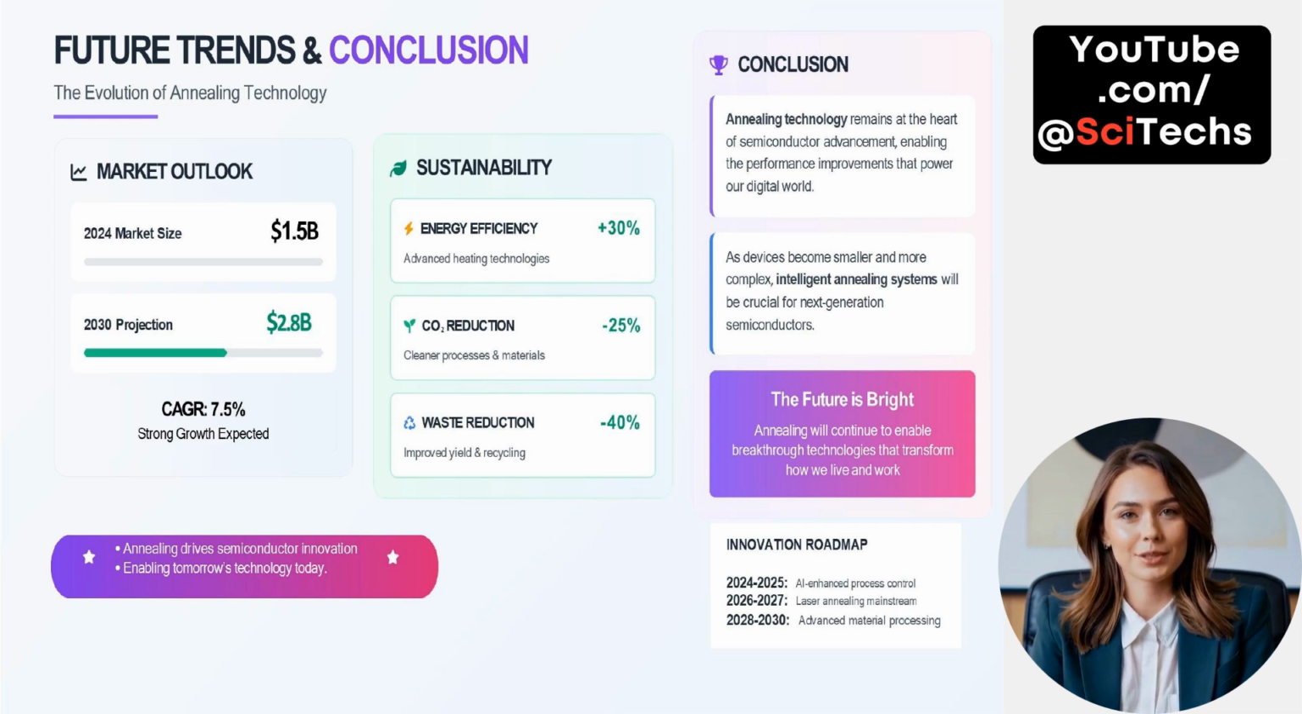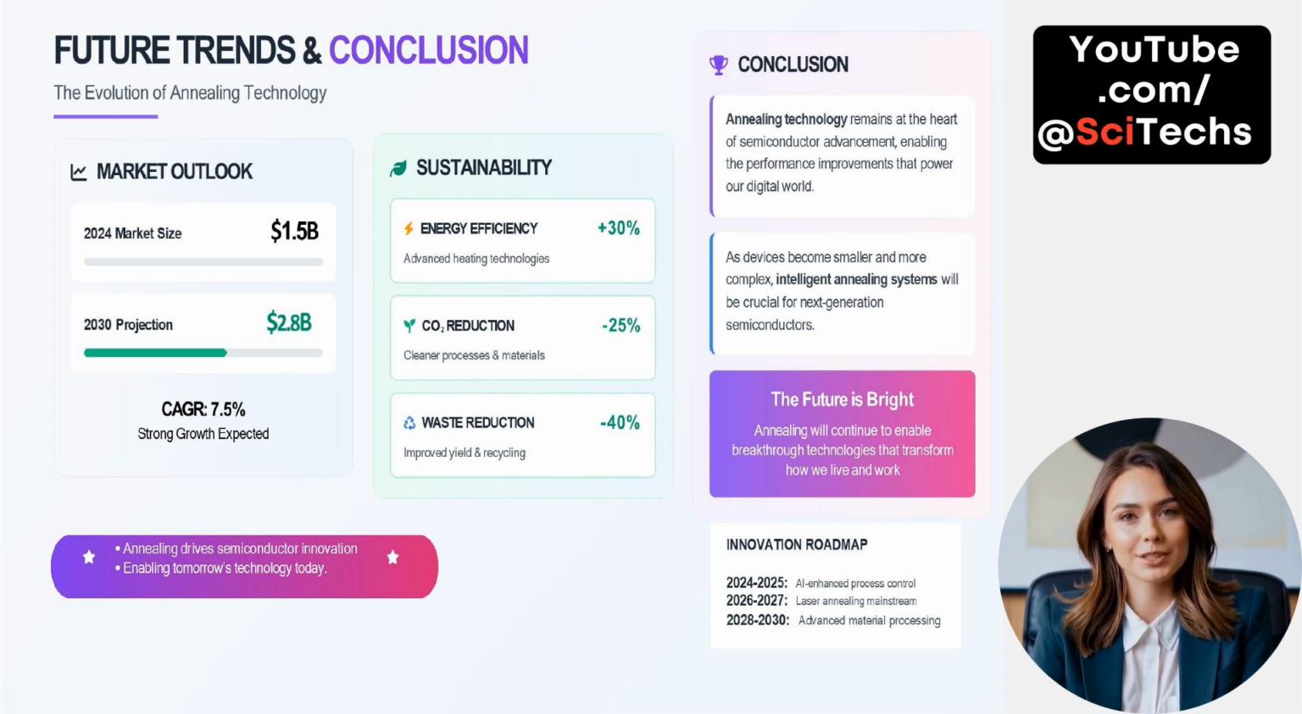On the sustainability front, advanced heating technologies are expected to improve energy efficiency by 30%. Cleaner materials and processes are predicted to reduce CO2 emissions by 25%, while better yield and recycling strategies will cut waste by 40%. Annealing remains central to semiconductor progress, supporting faster, smaller, and more efficient devices.